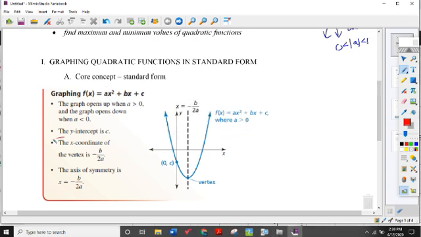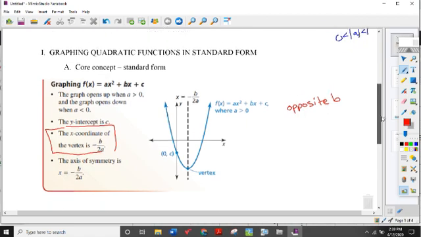Our y-intercept is c, because that's the value we get when we plug in 0 for x. The new part is this. The x-coordinate of the vertex is negative b over 2a, or I like to say the opposite of b over 2a. And a, b, and c come from our quadratic equation. And then the axis of symmetry is x equals negative b over 2a. The axis of symmetry is actually a line.